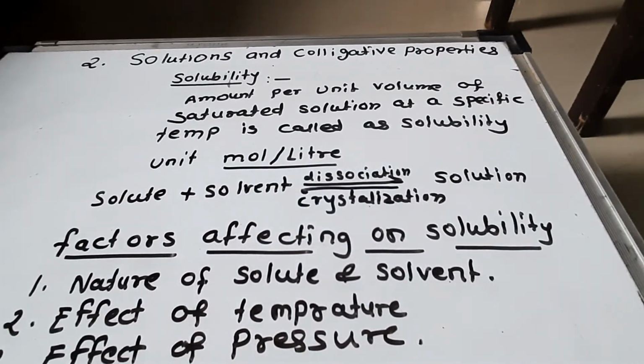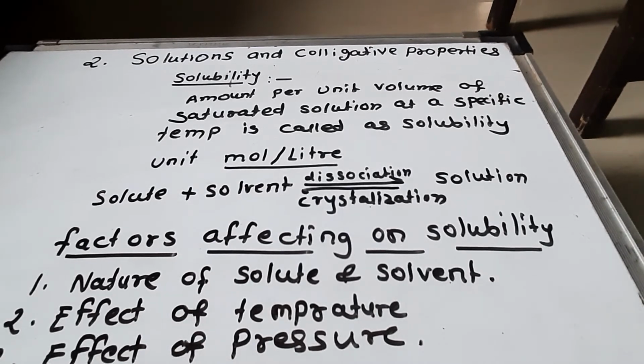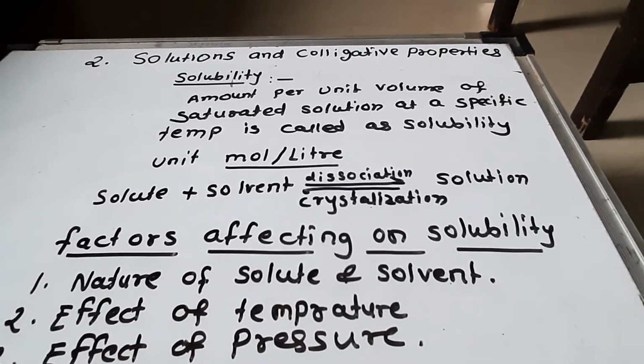So this is the first video. We have seen what is meant by solution and the parts of a solution. There are two parts, that is solute and solvent, and 9 types of solutions according to the states of matter. Then solubility, its unit and the factors affecting solubility.